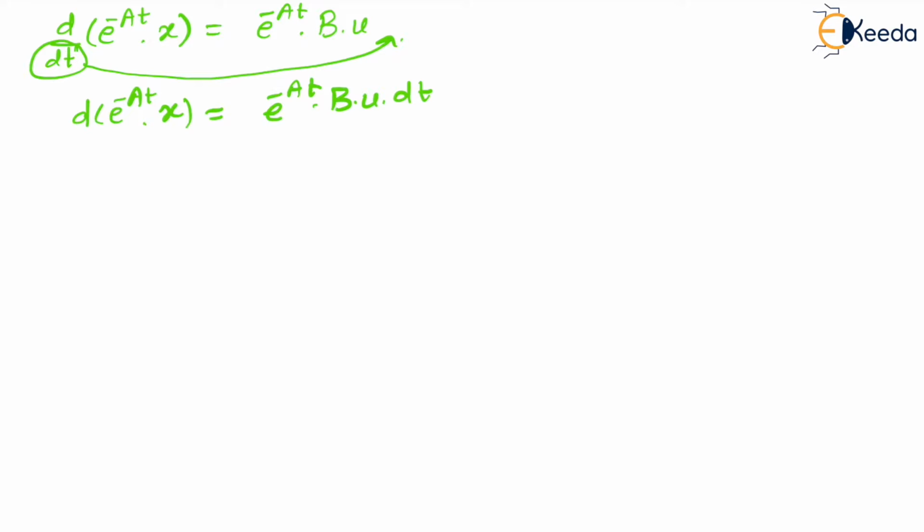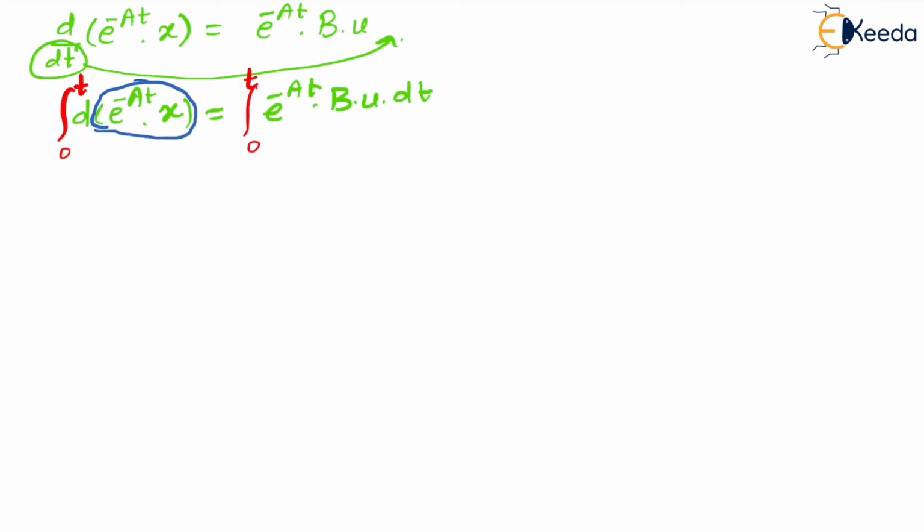Right. Now let us integrate on both the sides from 0 to t as usual. The moment I integrate this from 0 to t, this also I have to integrate from 0 to t only. Is that correct? Yes. Now if you see here, what has been written? I have written d of e to the power minus at into x.